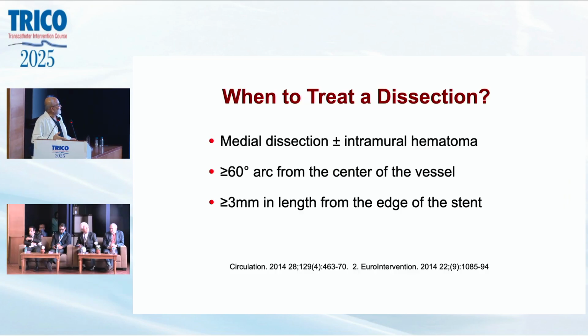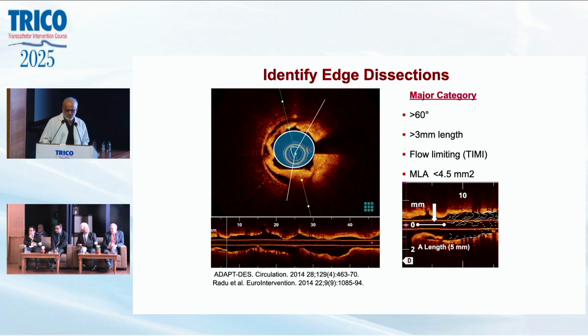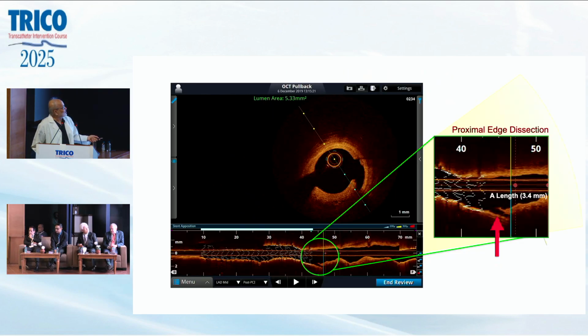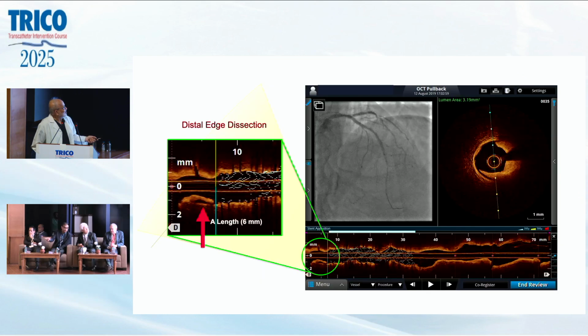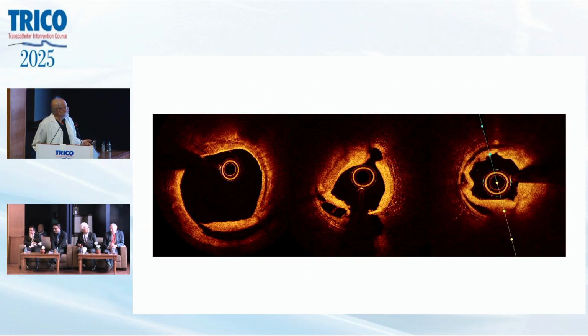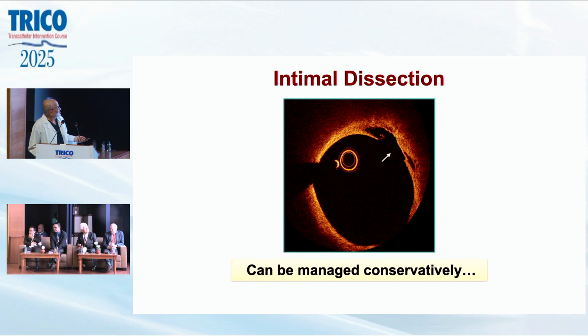So when to treat a dissection? Again, these are the OCT criteria: medial dissection plus or minus intramural hematoma, more than 60-degree arc from the center of the vessel, more than 3 millimeter length at the edge of the stent, and then you fix. And these are the examples you can see. This is the example, the sealing of the dissection, and that's it. And these are few more examples of some very nasty type of dissection. This is intimal dissection. Clearly we can leave it alone without much of a problem.